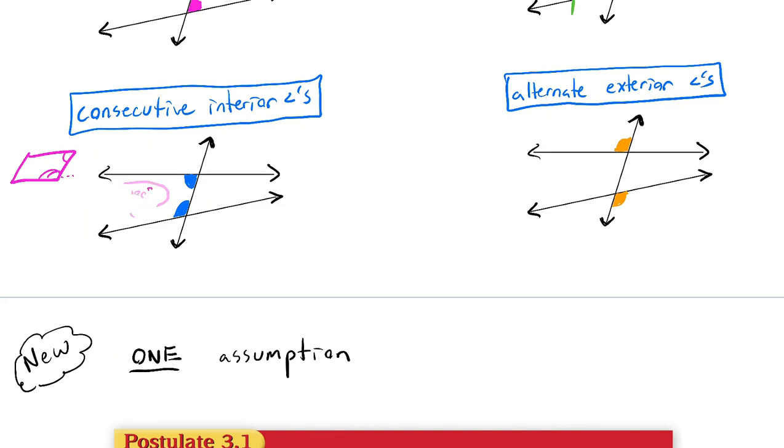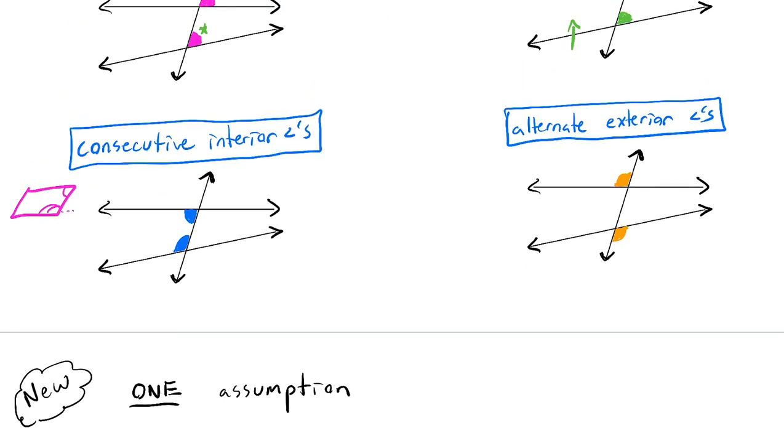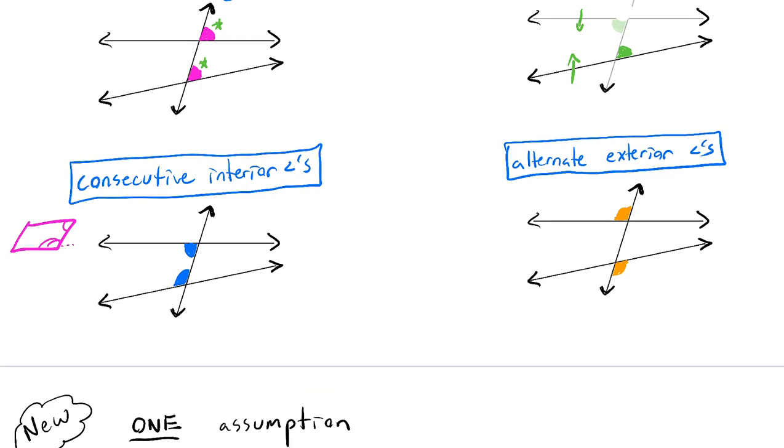Oh, I deleted too much. Okay. And then we have alternate exterior. It's just like alternate interior, except we shift to the outside. Whoa, that's not a pen. I'm being crazy here. But instead you're on the outside. Still alternate, right? And so that's what we have down here. Okay, so let's jump in.